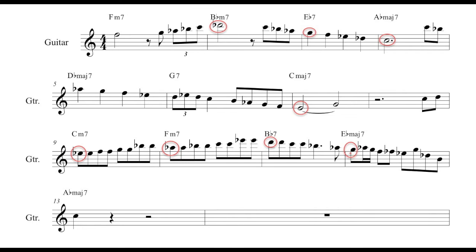It even kind of seems to be how he's thinking. He's just playing the third of every chord and then weaving together a line that brings him to the next third. So let me play Joe's solo for you again and listen for those thirds.